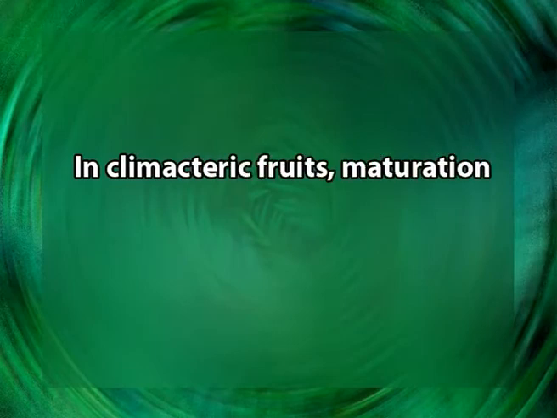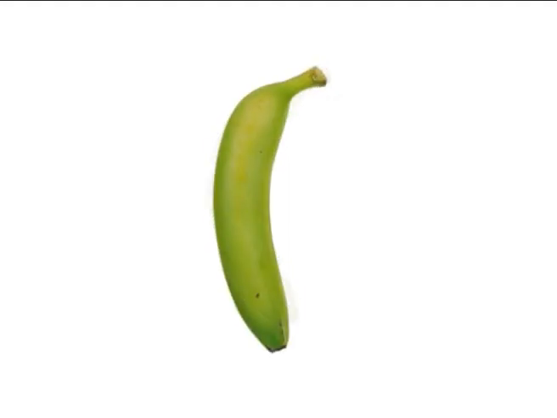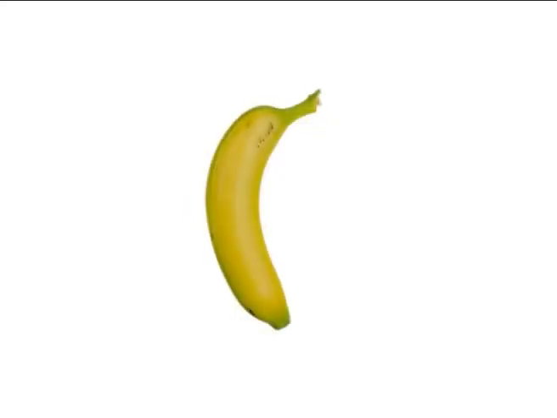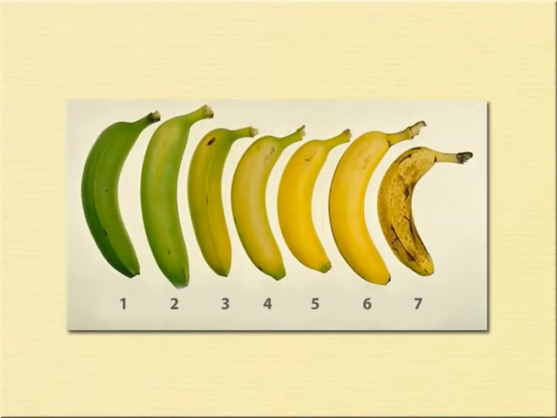In climacteric fruits, maturation usually starts before growth stops. Immature plantain and banana fruits are angular, with sharp edges and well-pronounced ridges. As plantain and banana mature, the fruits become more rounded. Further changes include coloration from green to yellow and the development of attractive flavors and aromas.